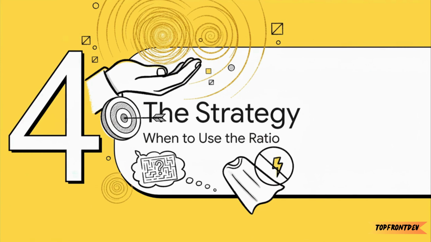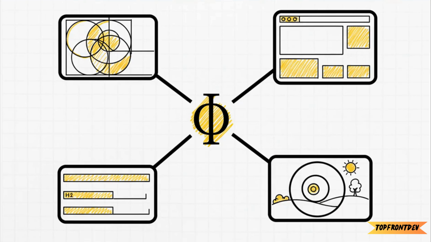So now you've got the tools. You know how to do it. But maybe the most important part is knowing when to use this superpower. Because look, it's not a magic bullet for every single design problem out there. We need to be strategic. So where does this thing really shine? Well, for logos and branding, it's a must. It helps you create something that feels balanced and timeless.